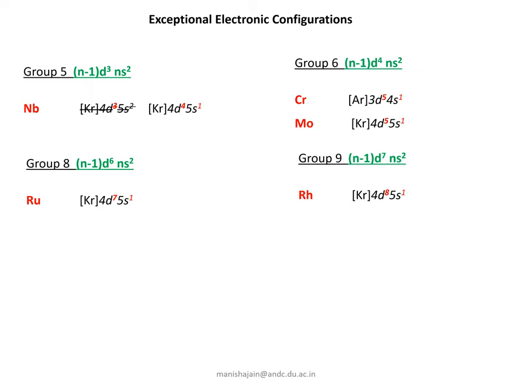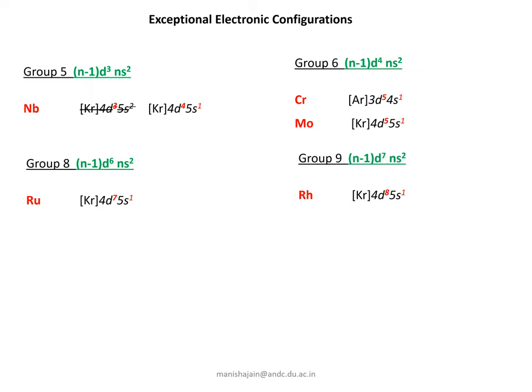Third is the charge transfer. Now, consider the cases where the transition metal ion is in the highest possible oxidation state involving all d and s electrons. For example, chromium in plus 6 oxidation state. Chromium has d5s1 configuration, so all 6 electrons are involved. So chromium plus 6 means essentially there is no d electron available for electronic excitations.